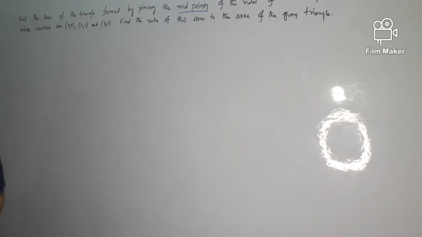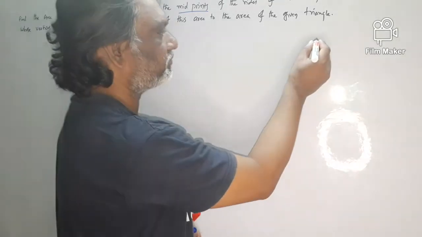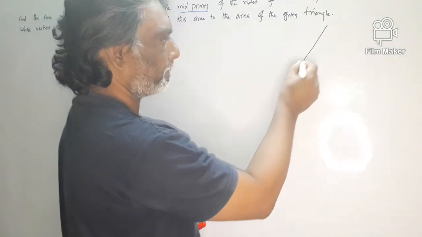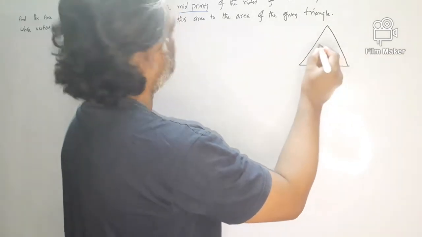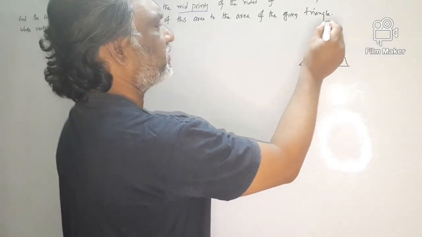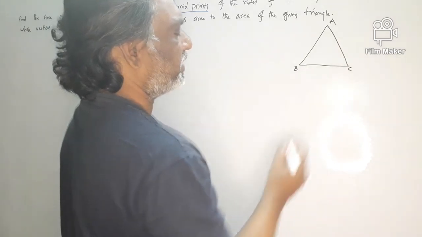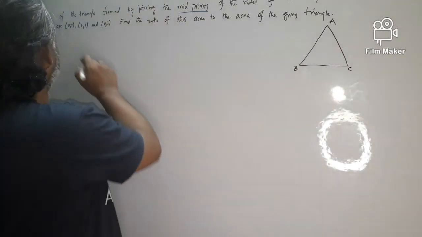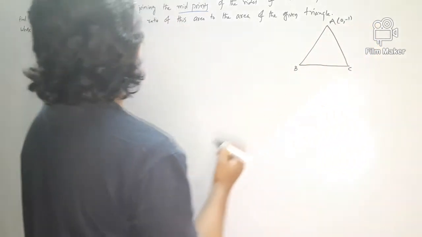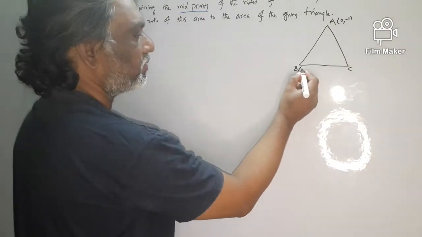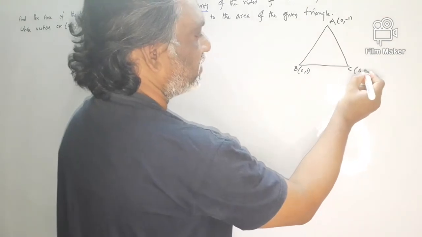First of all, draw a triangle. This is a triangle ABC, whose vertices are A (0, -1), B (2, 1), and C (0, 3).